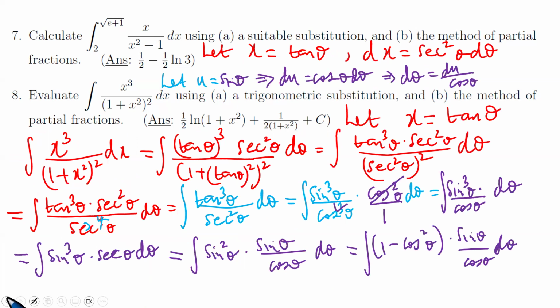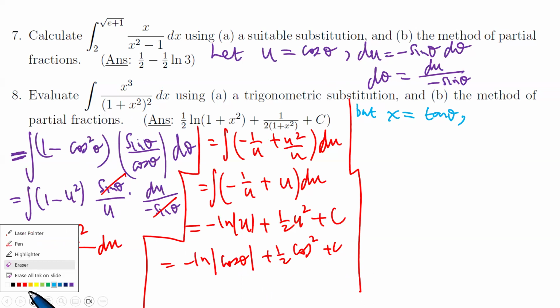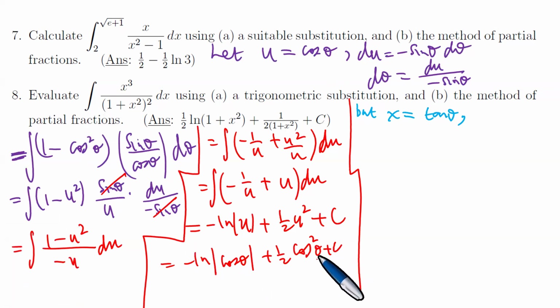Okay. At this point, we then said x is tan theta. So now we can use some triangles here. We need to put back the x in the answer. We can see our answer is in terms of theta, but the question was given as a function of x. So we must work backwards to the variable x. So if x is tan theta, what do we do here?